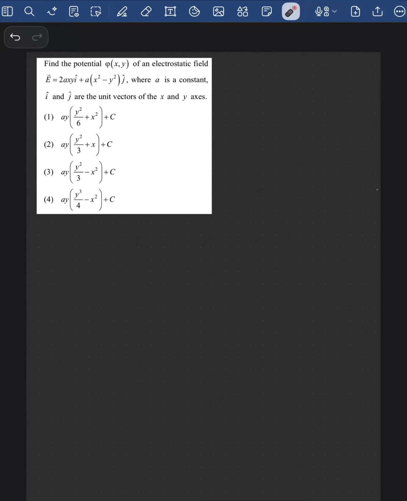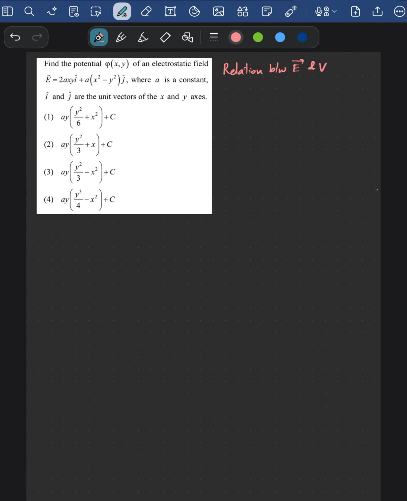Hey guys, so in this question, you have a field function being given. The electrostatic field function is given as 2axy i cap plus a(x squared minus y squared) j cap. From this electrostatic field function, we now need to calculate what your potential function will be equal to. How will potential vary as a function of x comma y? So this is a standard question based on relation between field and potential with a slight mathematical aspect to it.